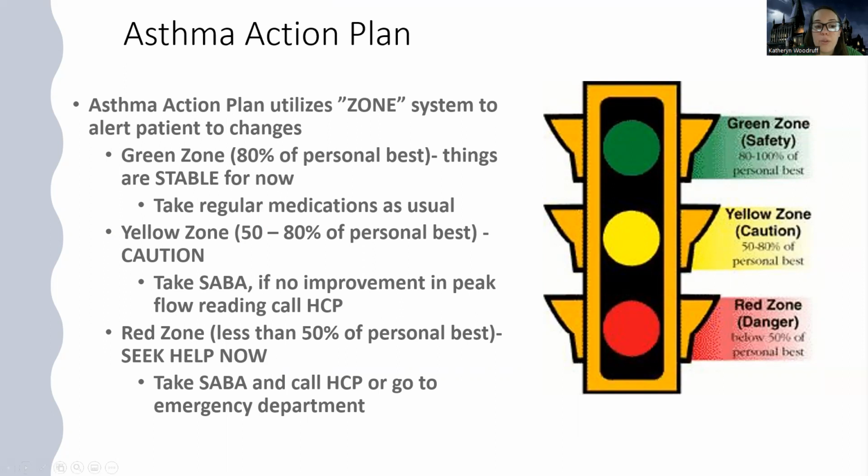And then there's the yellow zone. This is where you're at 50 to 80% of your personal best. This is kind of like a caution, a warning, like slow down. During this time you usually want to take your SABA, and if there's no improvement in your peak flow, you're going to need to call your doctor or maybe go to the hospital. Then the red zone is less than 50% of personal best. Seek help now, take your SABA, call your healthcare provider. Most likely you're going to the emergency department.